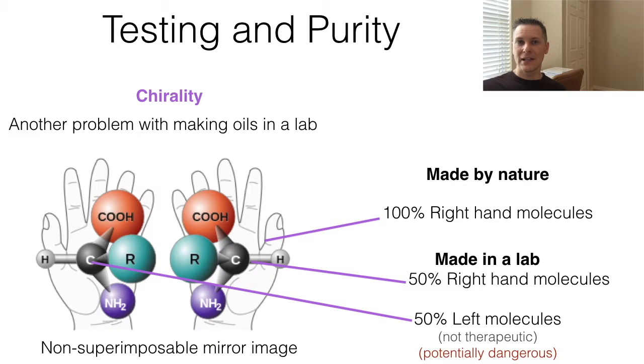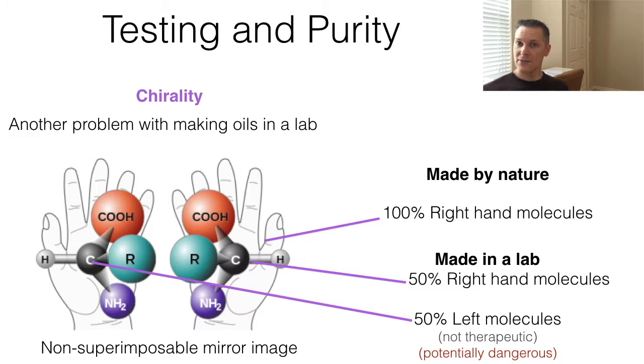One difference that we do find in the molecules produced in a laboratory as opposed to produced in a plant: molecules produced by nature only have one chirality. Now, chirality means that they have a left-hand, right-hand orientation, which means they're non-superimposable mirror images. So they're mirror images, but you can't turn one around and set it on top of the other one and have it look the same. It's called chirality.